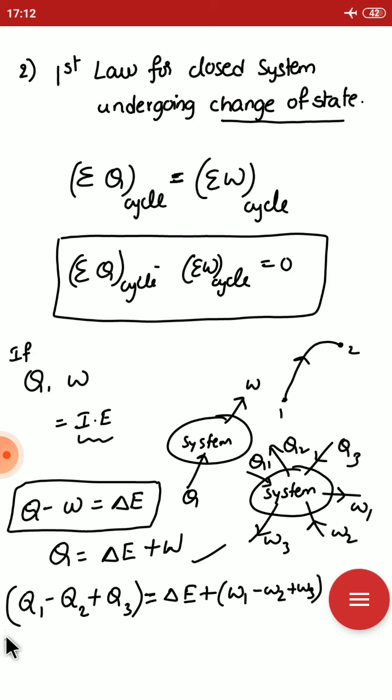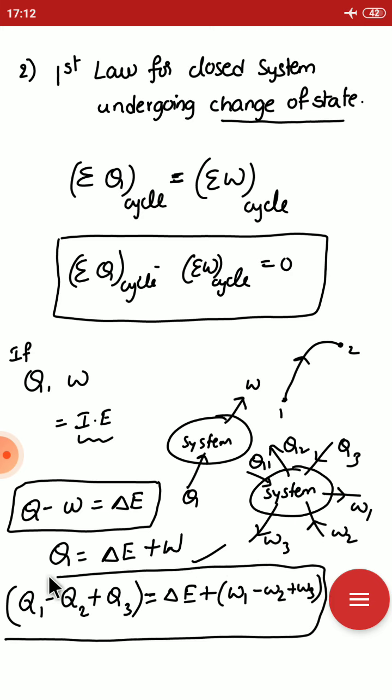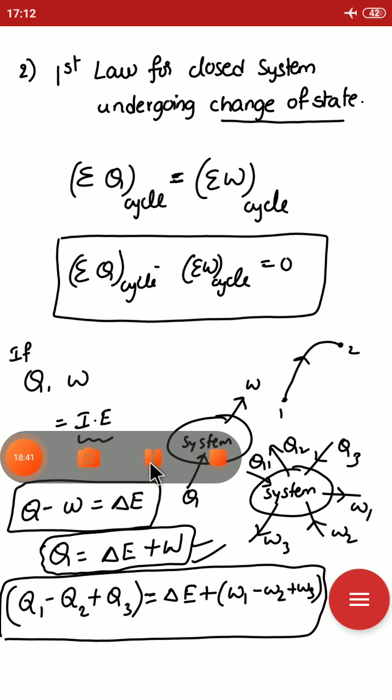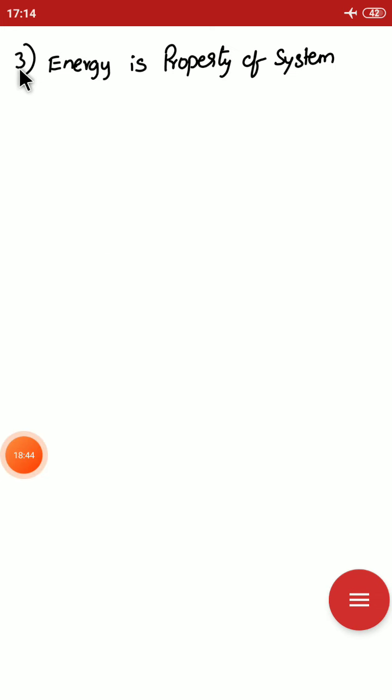This way, if the process involves n number of energy interactions, we can write it using this basic formula, which is the first law of thermodynamics for a system undergoing a change of state. By the end of this third topic we will see one numerical example, which will give a clear idea of whatever we discussed. Let me complete this third topic first.